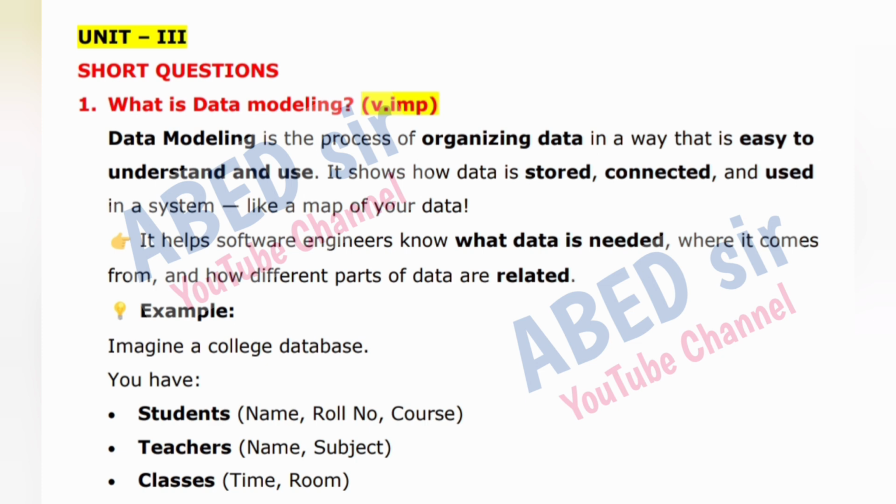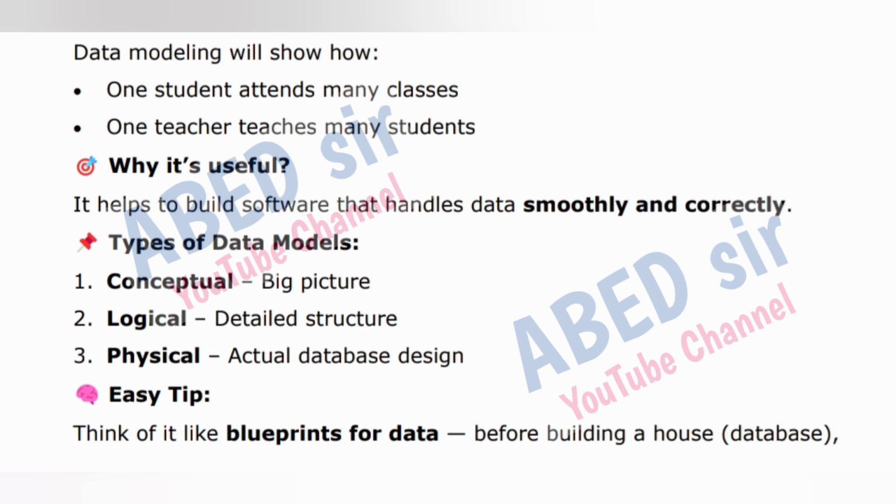Example: imagine a college database. You have students' name, roll no, course. Teacher's name, subject. Classes, time, room. Data modeling will show how one student attends many classes. One teacher teaches many students. Why it's useful? It helps to build software that handles data smoothly and correctly.